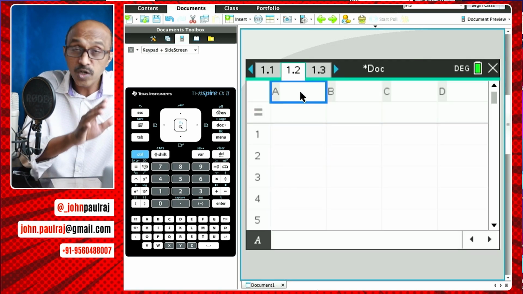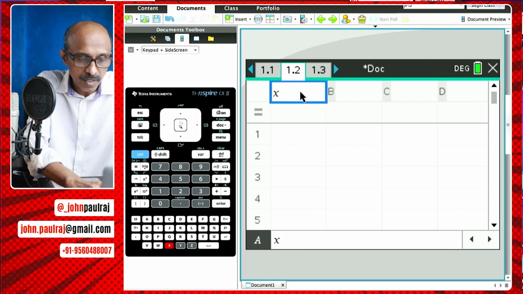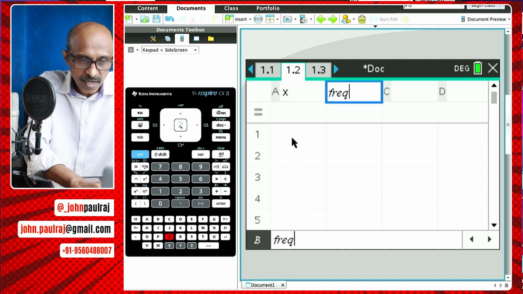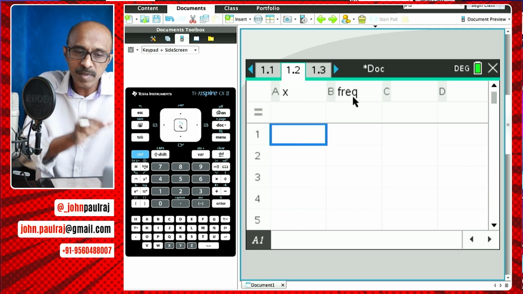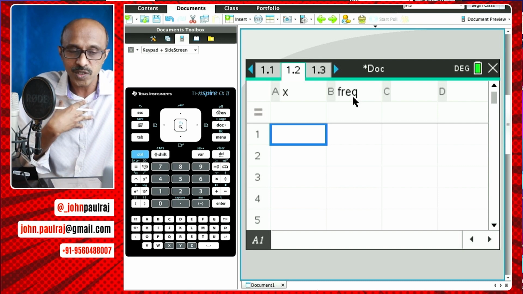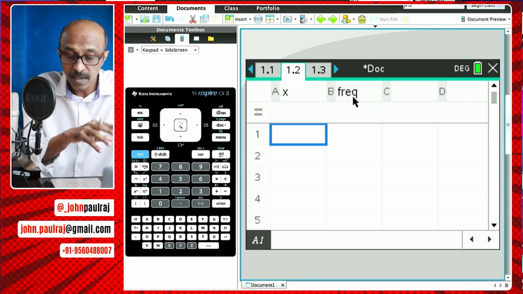It's good to label the columns, all right? So I'm just going to label the columns as given in the question. This said frequency and X. Even if you label the column as frequency, the calculator doesn't understand that as frequency, meaning the way we understand frequency is the number of times that the data is repeating.